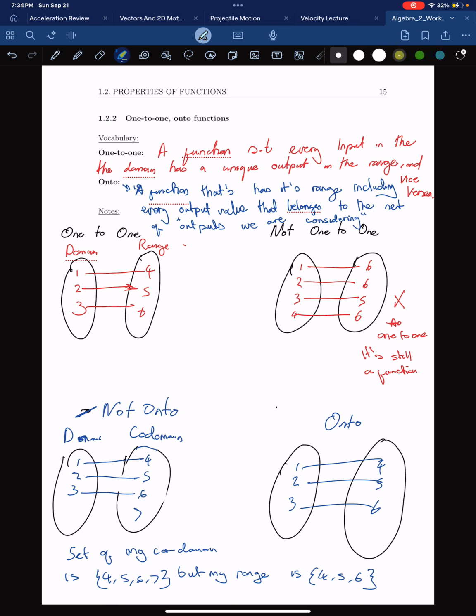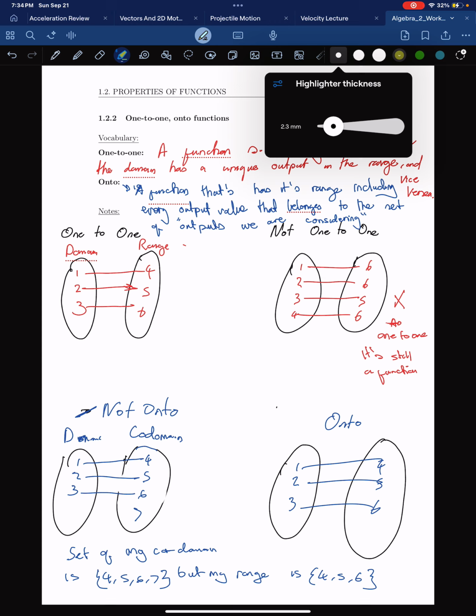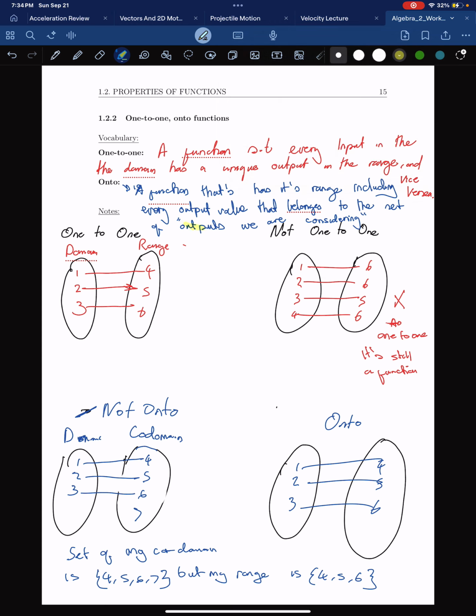So instead of saying the set of outputs we're considering, we can say every output value that belongs to our codomain.